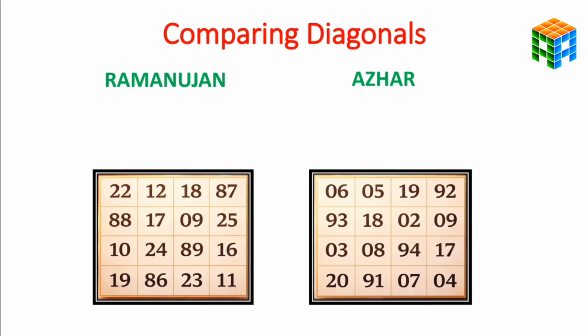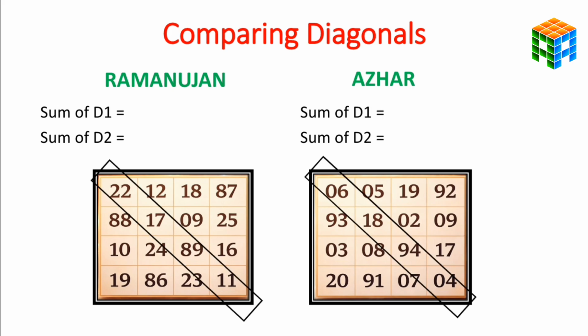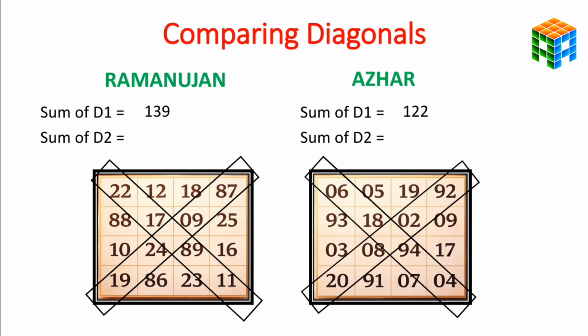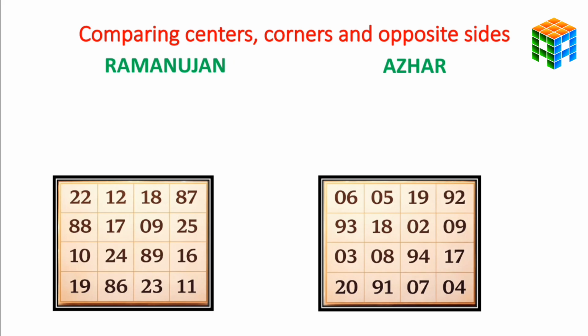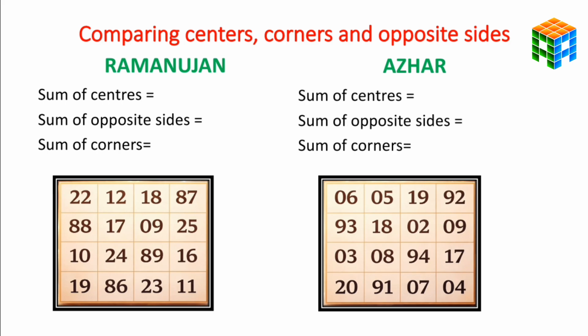Next, let's compare the diagonals. Once again, the sums are exactly the same, 139 and 122. Let's compare centers, corners and opposite sides in a magic square. Take the middle squares, opposite sides and four corners to check whether the magic square still works or not. First take the middle four elements. The sum is 139 and in my magic square it is 122.